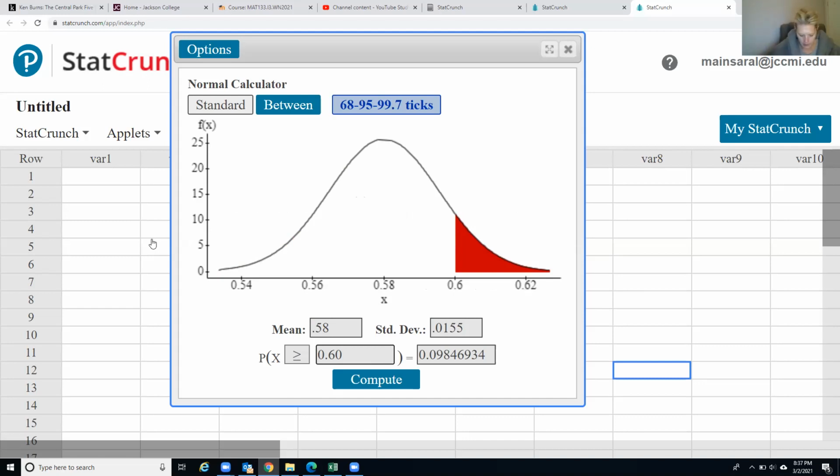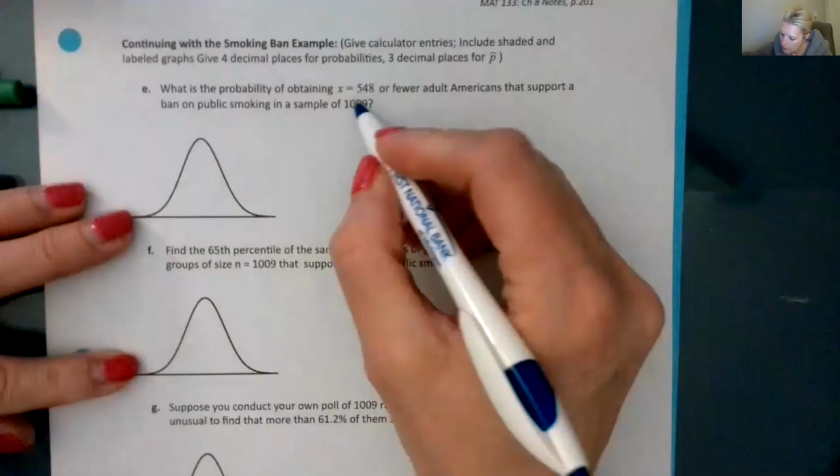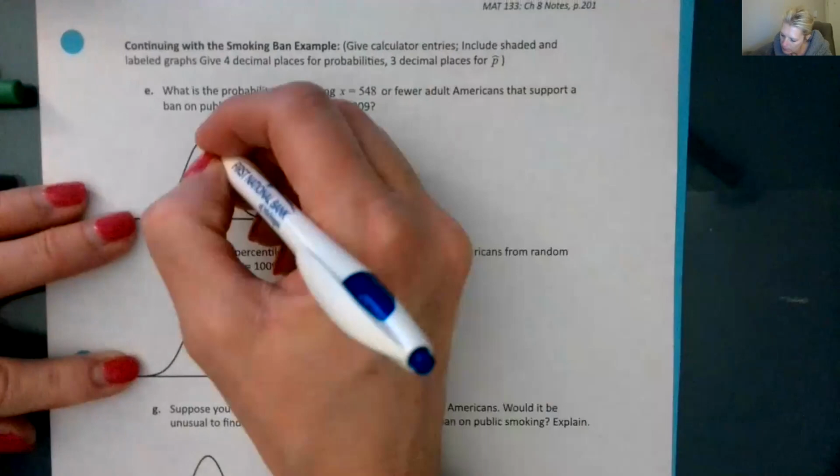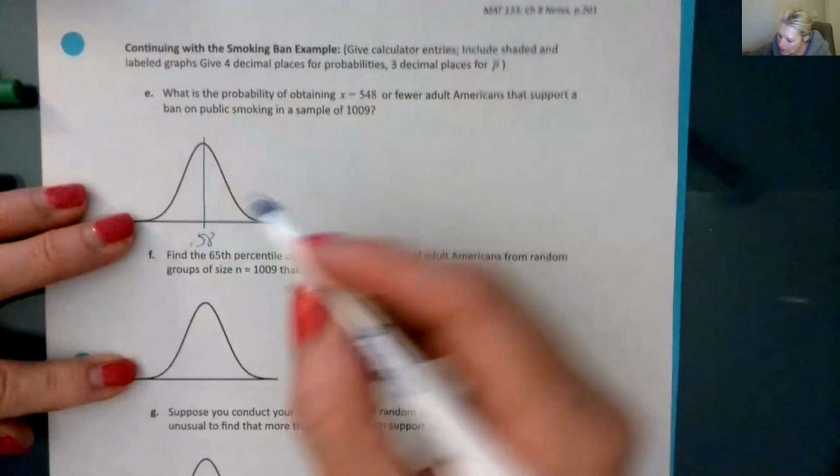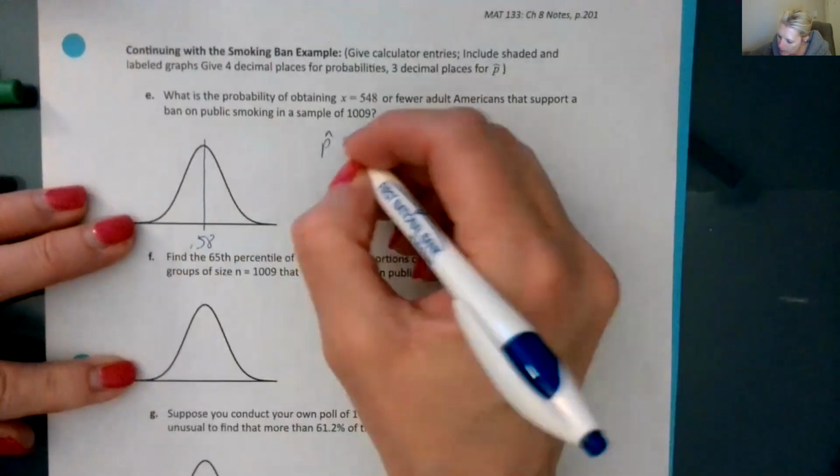Okay, so we're continuing on to the next page, asking some more questions about smoking. So on page 201, it says, what is the probability of obtaining X equals 548 or fewer adult Americans that support a ban on public smoking? So this time they gave us an X. We don't have a proportion that we're comparing this to. So they gave us X is 548. So we have to figure out what proportion they're talking about. Okay, there's their center. So that would mean that p hat would be 548 out of the 1,009 people that they sampled.